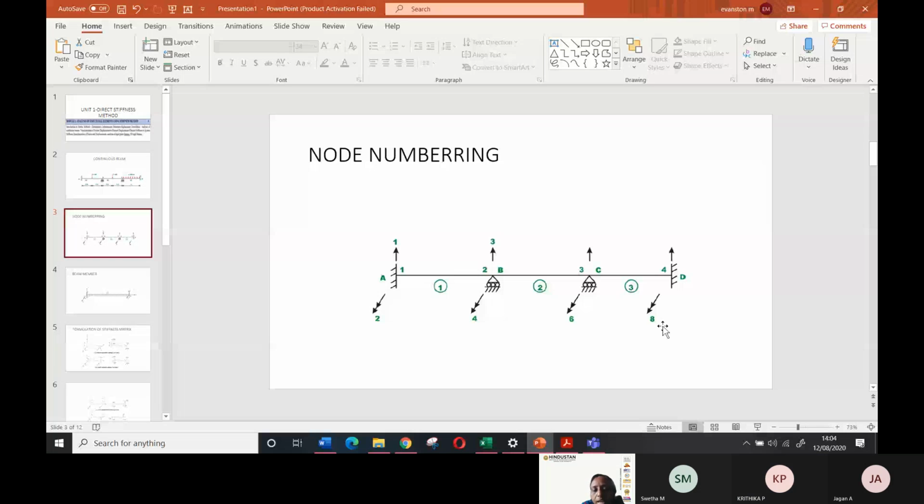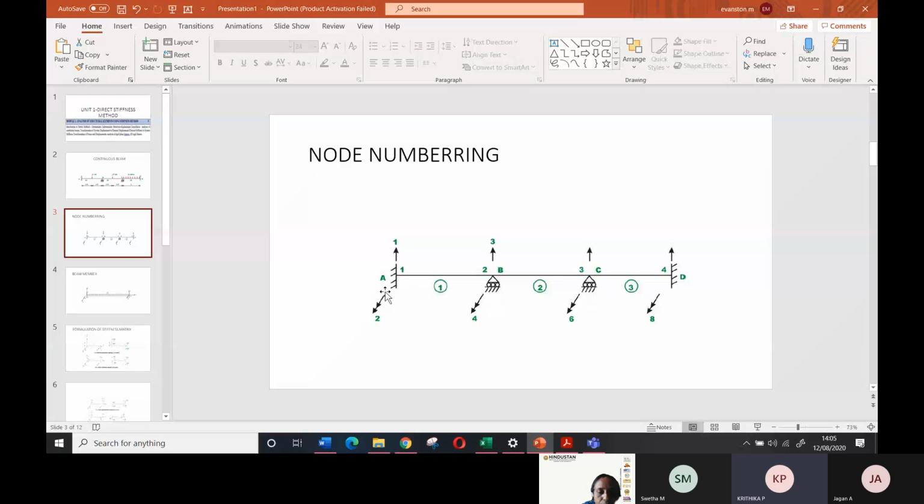How to number it, and can you tell me: this translation 1 is prevented? Prevented means, the technical word for it is restrained. Can you write it down? Prevented or restrained. So number 1 is restrained. What about number 2? Is it free to move or restrained?